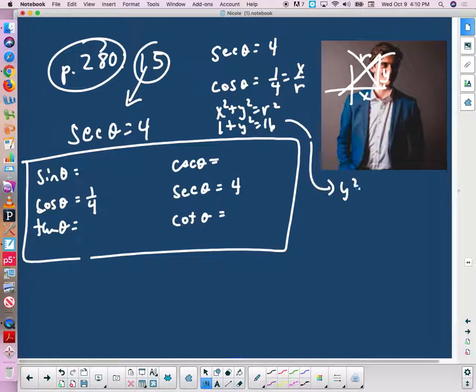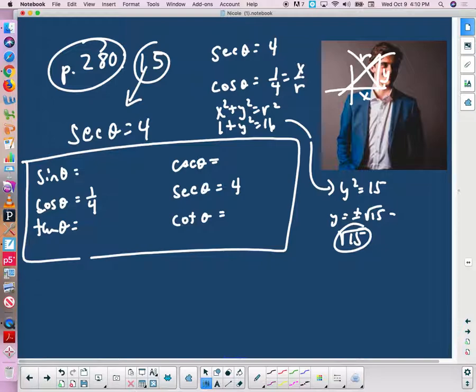So I'm going to say x squared plus y squared equals r squared. That'll give me y squared is equal to 15. So y is plus or minus the square root of 15. And so it matters what quadrant we're in. And it tells us that it's an acute angle, so it's in the first quadrant. So we pick just square root of 15.